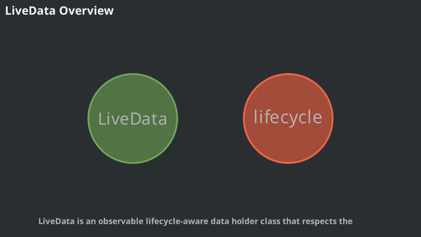LiveData is an observable, lifecycle-aware data holder class that respects the lifecycle of Android components like activity or fragment. By observing LiveData, UI components automatically receive updates when data changes, enabling a reactive architecture. LiveData works seamlessly with ViewModel, ensuring UI state is retained and updated without manual intervention.